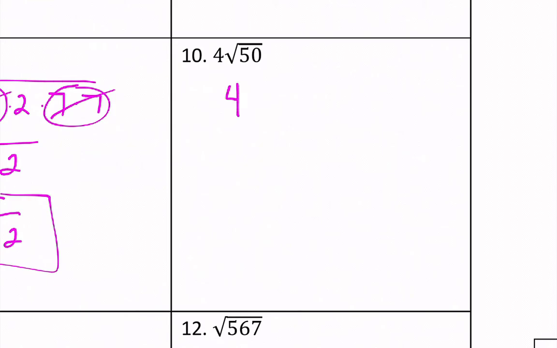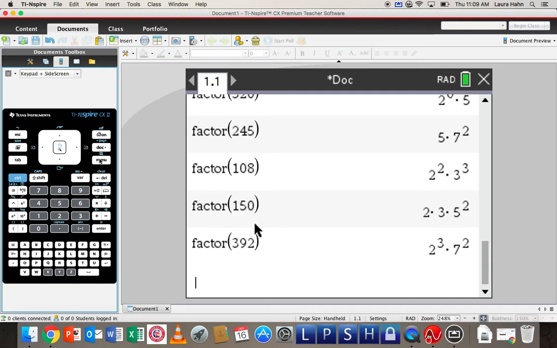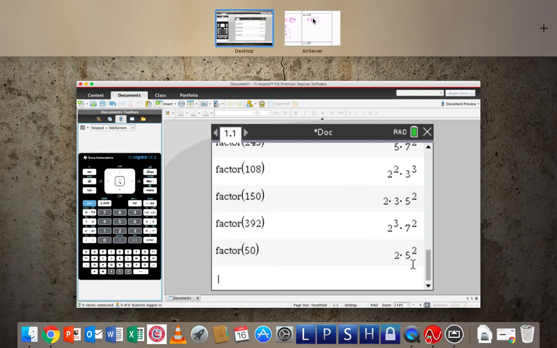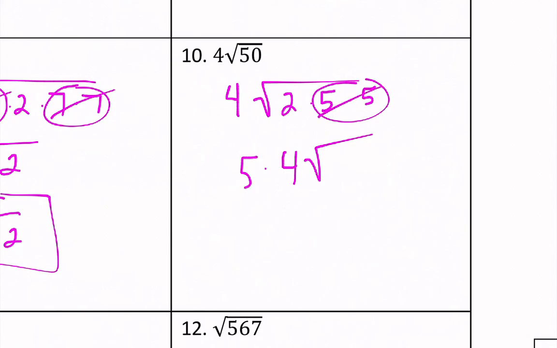So I have a 4 on the outside, and we're going to go factor and break down 50. So I want a single 2, and 2 5s. And then I find my partners. Remember, we already have that 4 on the outside. This 5 can escape, but its partner is sacrificed. This 2 is stuck. So I simplify out front. 5 times 4 is 20, so my final answer is 20 square roots of 2.